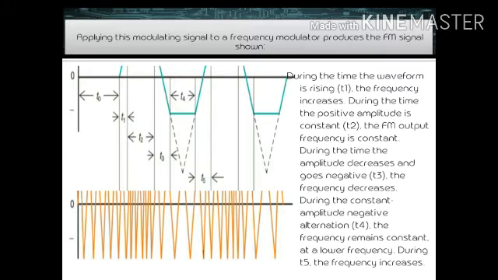Now, to summarize it: the first part, or T0, is constant. Then for T1, the frequency increases. For T2, the FM output frequency is constant. For T3, the amplitude decreases and goes negative. For T4, it is also the same as T3. Now for T5, the frequency increases.